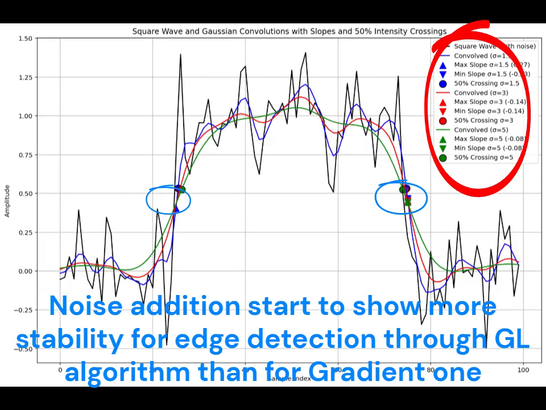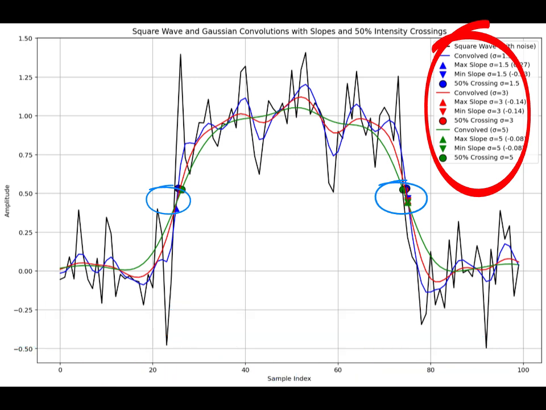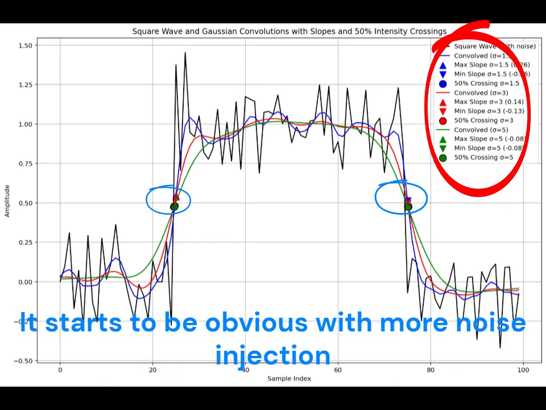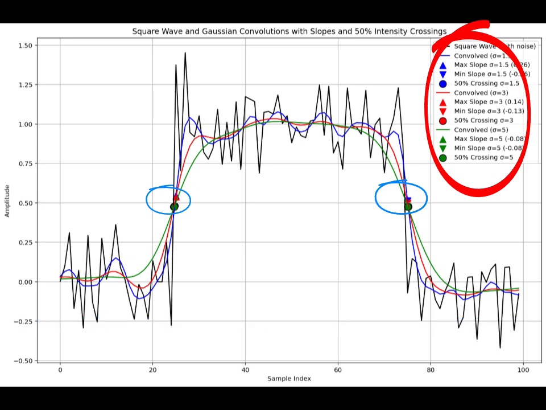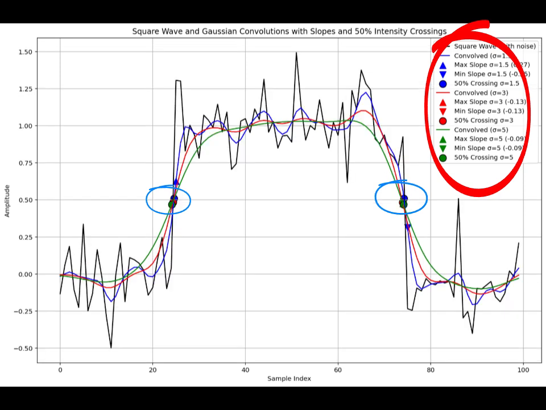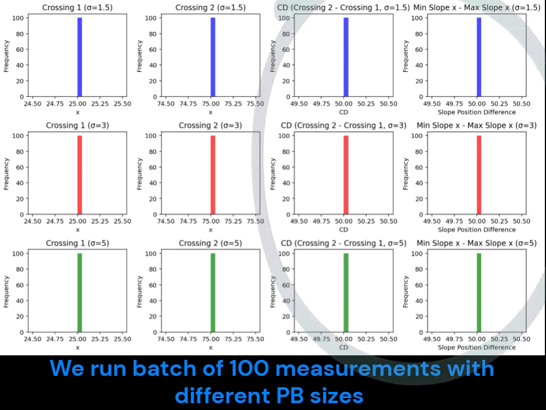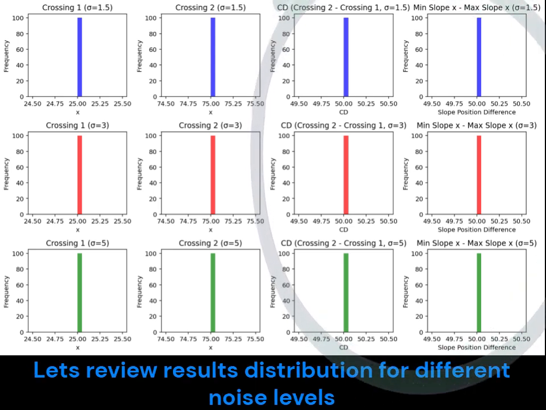Noise addition starts to show more stability for edge detection through the GL algorithm than for the gradient one. It starts to be obvious with more noise injection. We ran a batch of 100 measurements with different PB sizes. Let's review the results distribution for different noise levels.